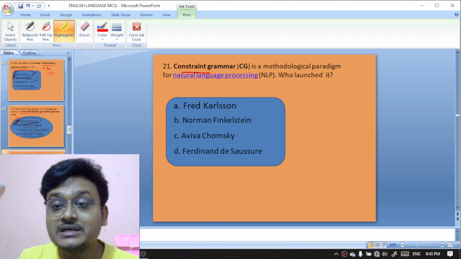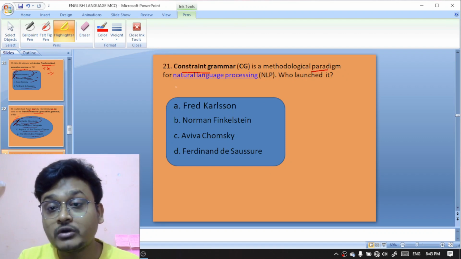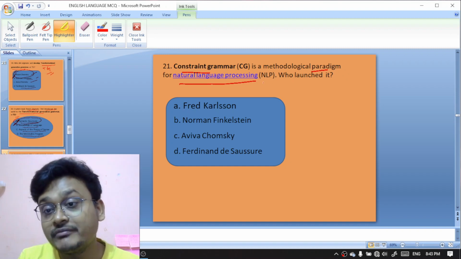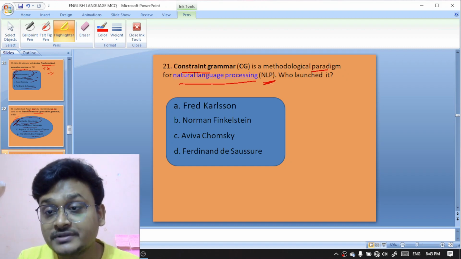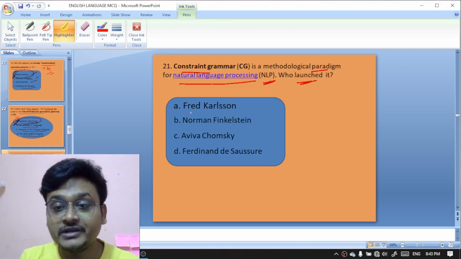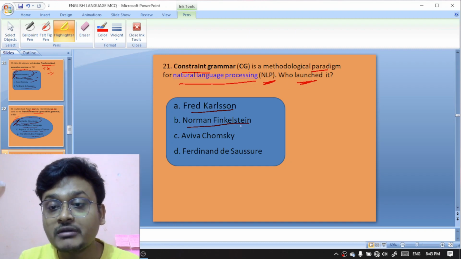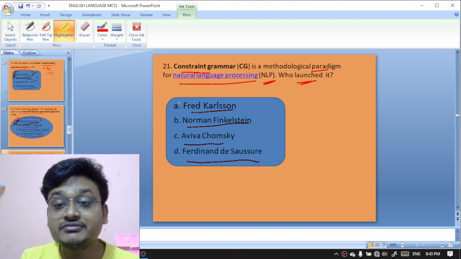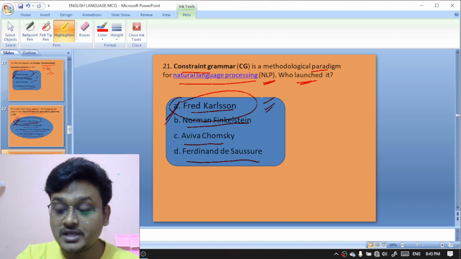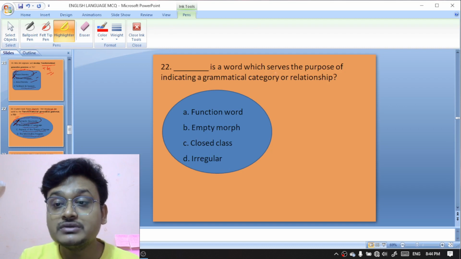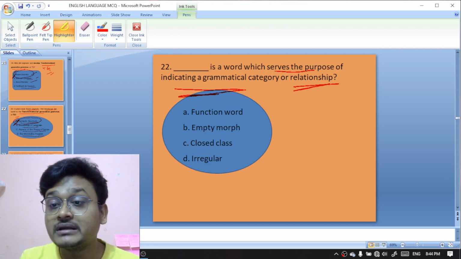Next question. Constrained grammar is a methodological paradigm for natural language processing, NLP. Who launched it? Fred Carlson, Norman Finkelstein, Aviva Chomsky, Ferdinand de Saussure. So it was Fred Carlson who launched constrained grammar. Next question. Dash is a word which serves the purpose of indicating a grammatical category or a relationship.